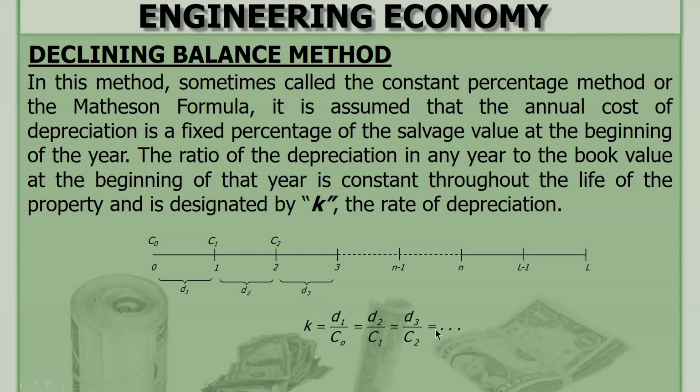And so on. Okay. So C3, C sub n minus 1, C sub n, this is the depreciation during the nth year. And then proceed, C sub L minus 1, C sub L, the salvage value, and this will be the depreciation during the last year, D sub L. So, what is the definition of the rate of depreciation?